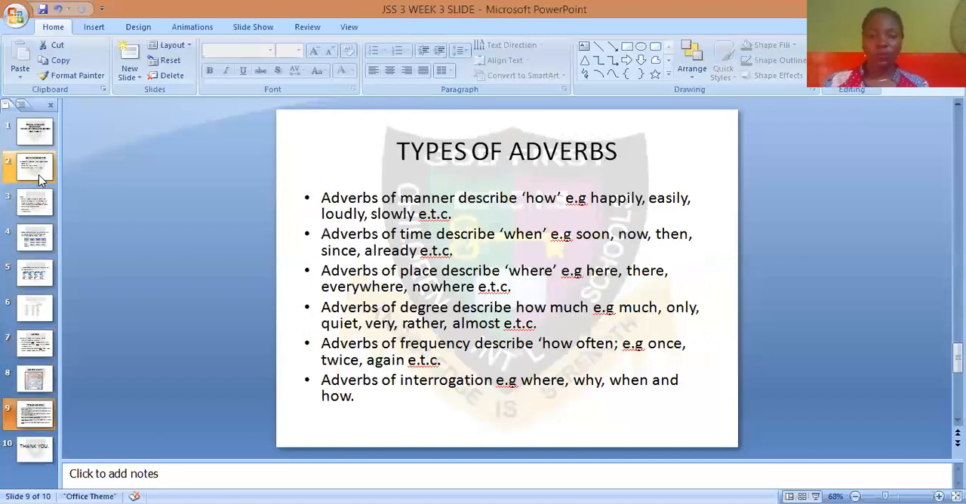And lastly, we looked at the types of adverbs: adverbs of manner, adverbs of time, adverbs of place, and adverbs of degree, adverbs of frequency, and lastly, adverbs of interrogation.